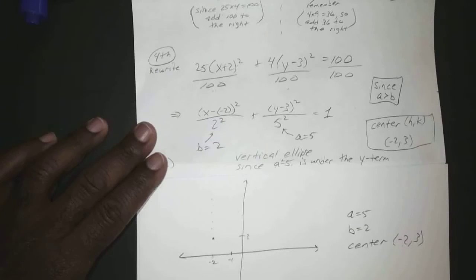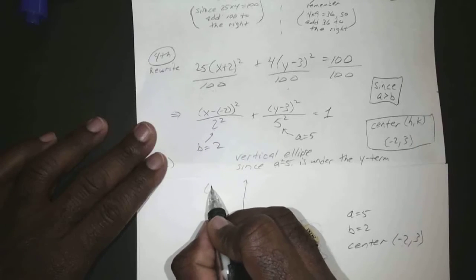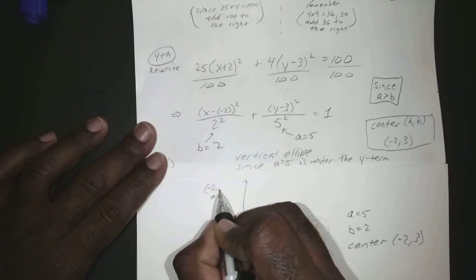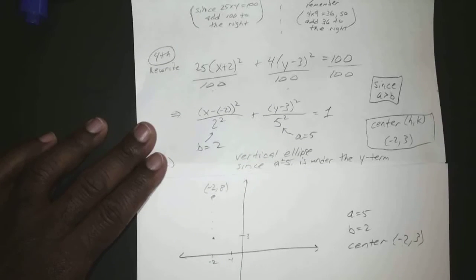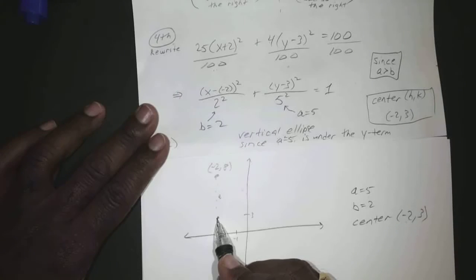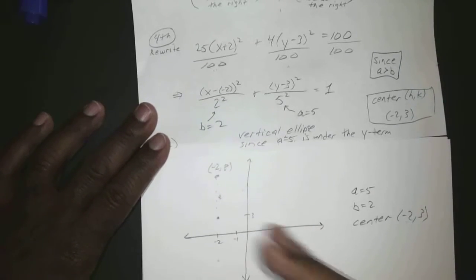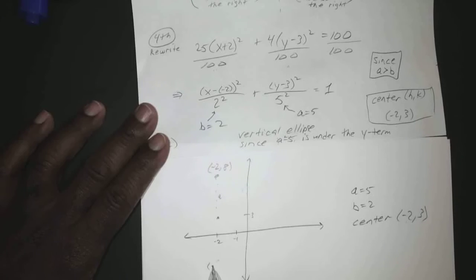So this actually becomes negative 2, 8, because remember, that's your A. And we're going to go down 5, and make that a little bit more. That actually becomes negative 2, 3, 2, 1, 0, negative 2.